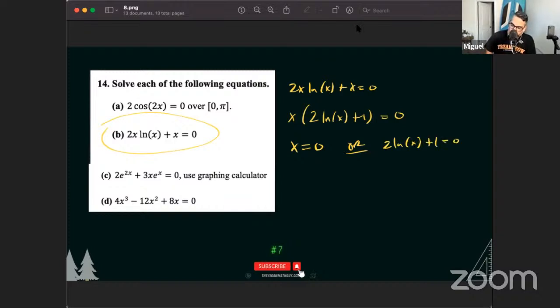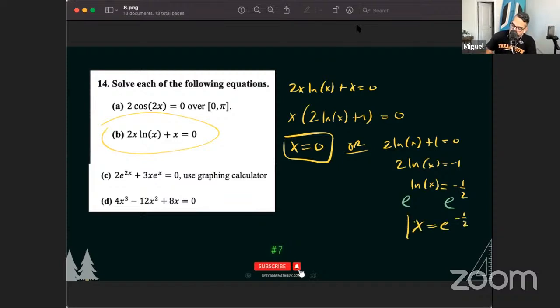Okay, so it seems like we already have our first equation, x is equal to 0. We know that's one of them. And in the second part, let's go ahead and try to isolate the natural log. Move the 1 to the other side. So 2 natural log of x is equal to negative 1. Divided by 2, natural log of x is equal to negative 1/2. And then we're going to go ahead and take the e to both sides. And then so x is equal to e to the negative 1/2. We are good with that. That is our answer. Okay, cool. Let's go to the next one.